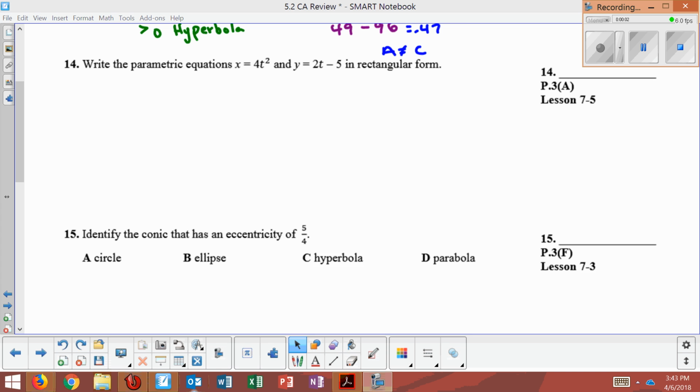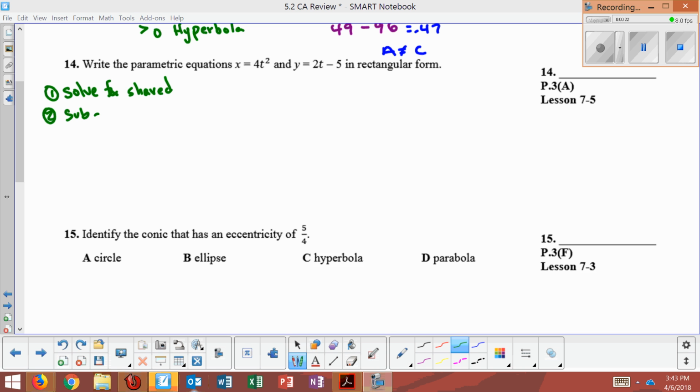Number 14, write the parametric equations x equals 4t squared and y equals 2t minus 5 in rectangular form. Now the way to do this, there's two steps. One, if there's no trig involved, you solve for what is shared. And once we solve for what is shared, we're going to substitute that into the other equation. So solve and substitute are two steps.